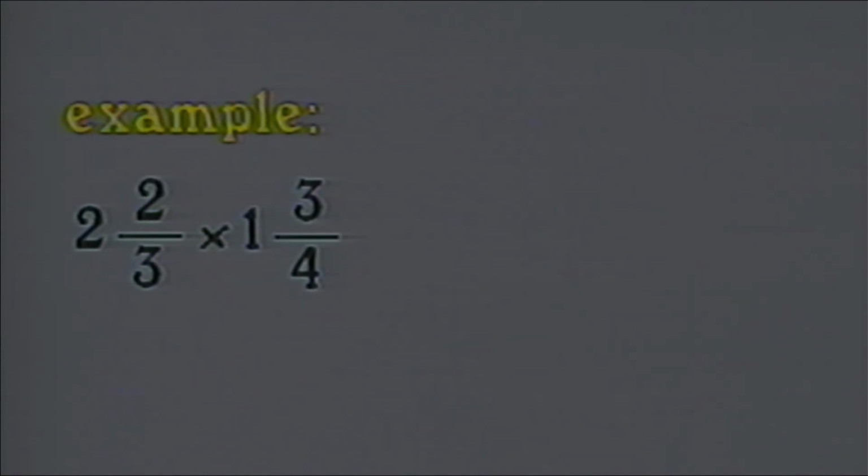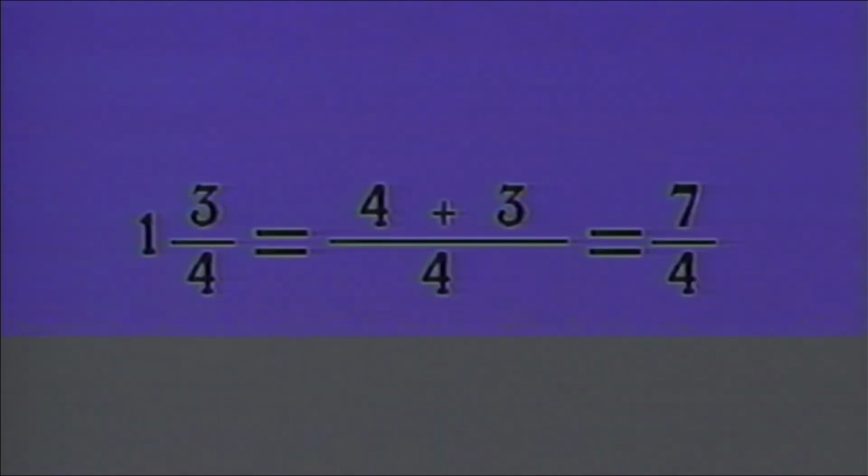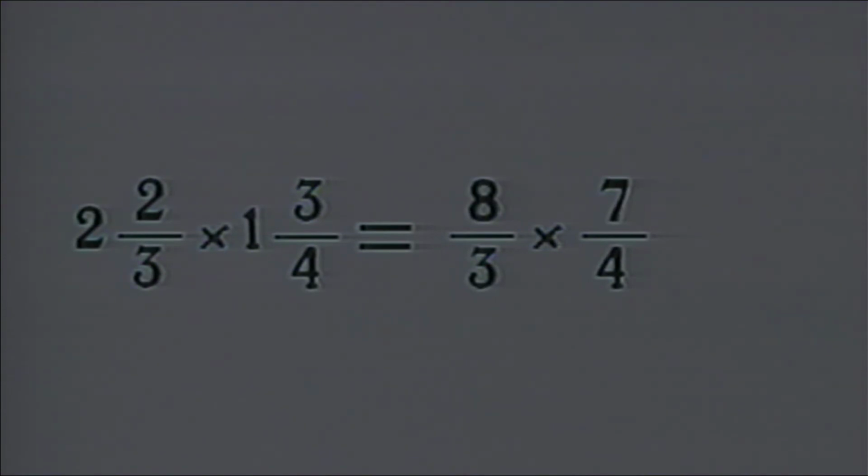2 and 2/3 is equivalent to 6 plus 2 over 3, and that's 8/3. 1 and 3/4 is equivalent to 4 plus 3 over 4, which is 7/4. So we multiply 8/3 by 7/4. That's 8 times 7 over 3 times 4.